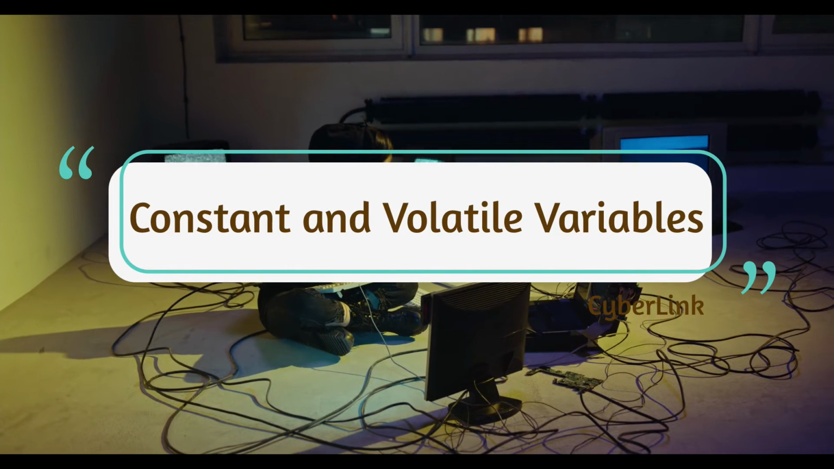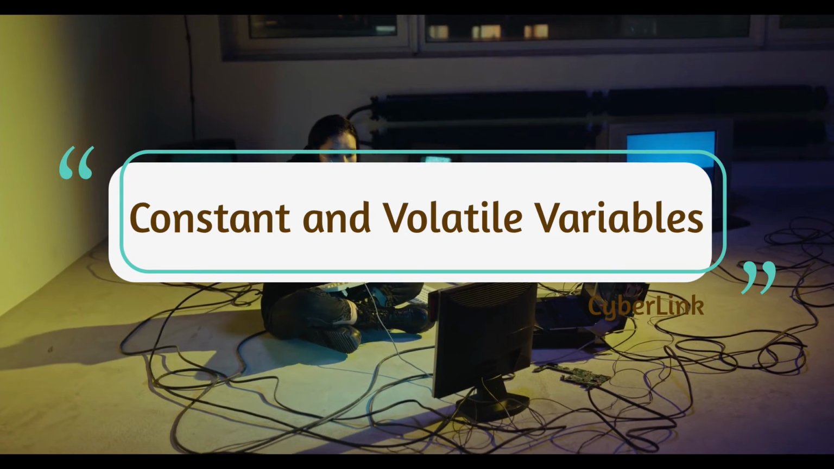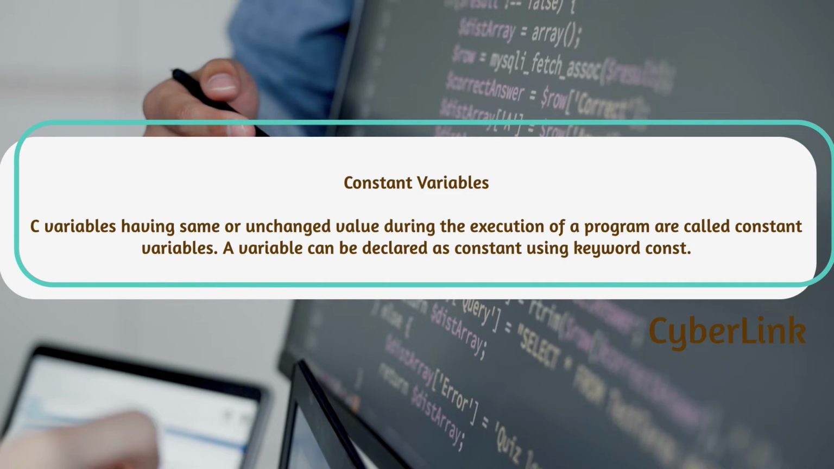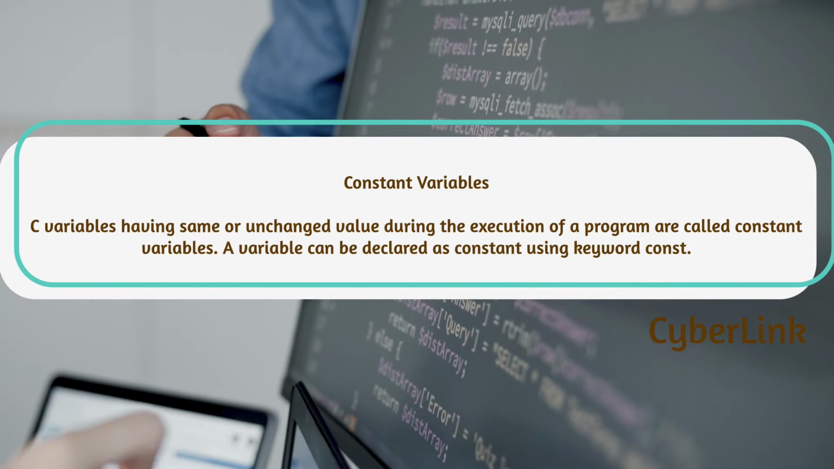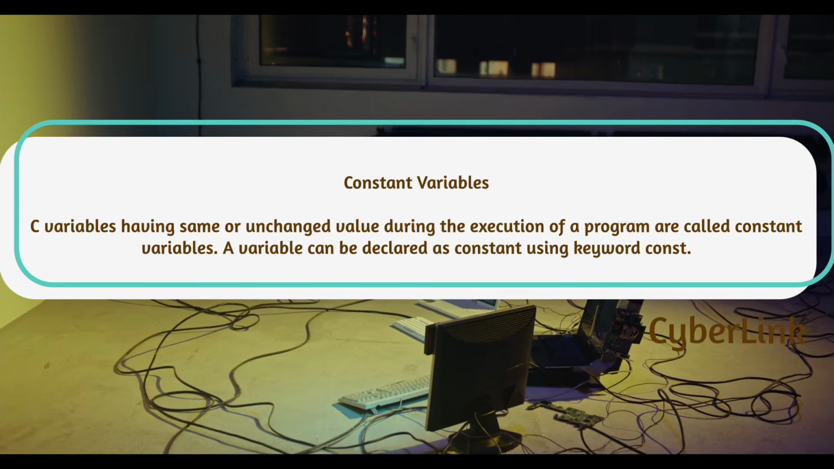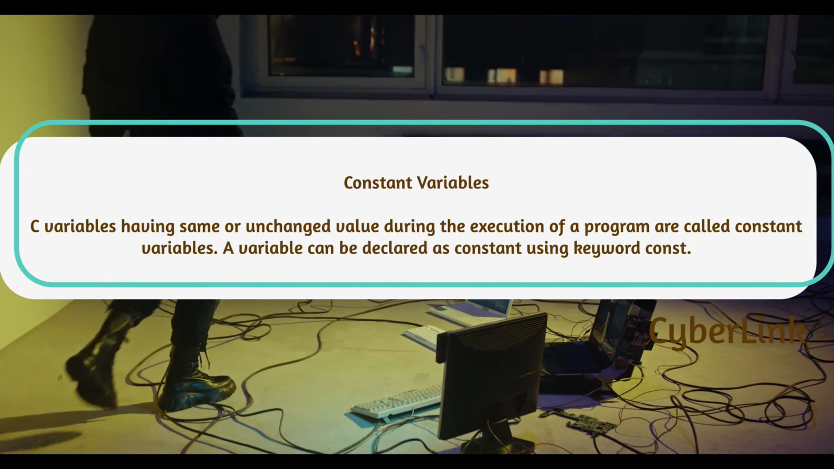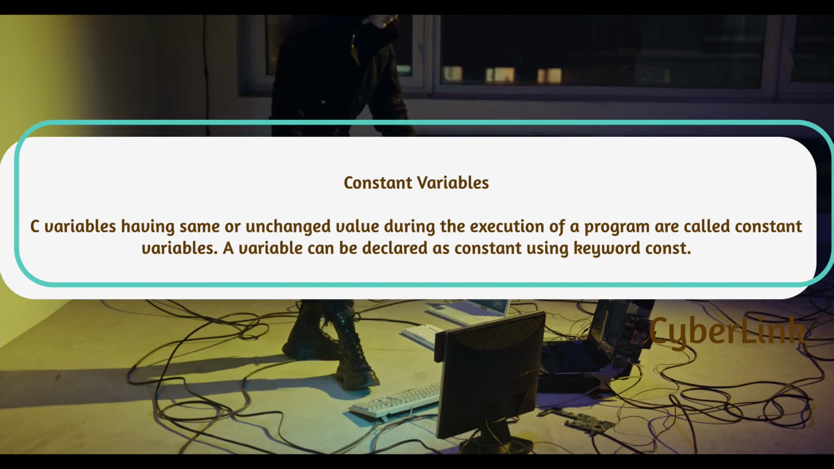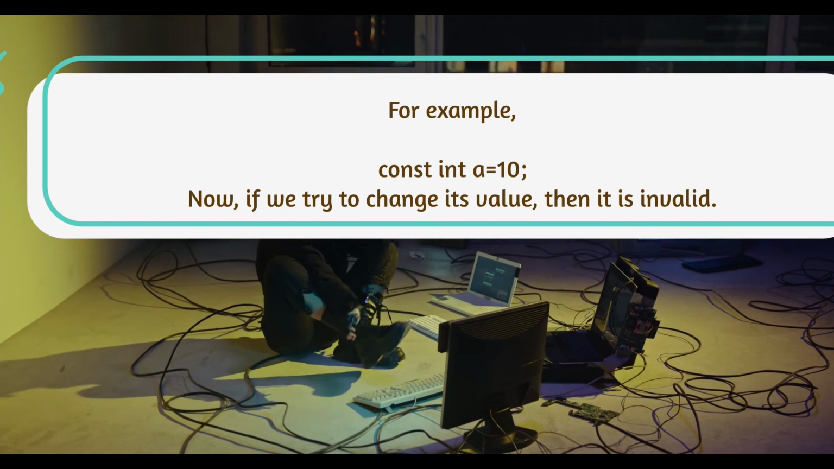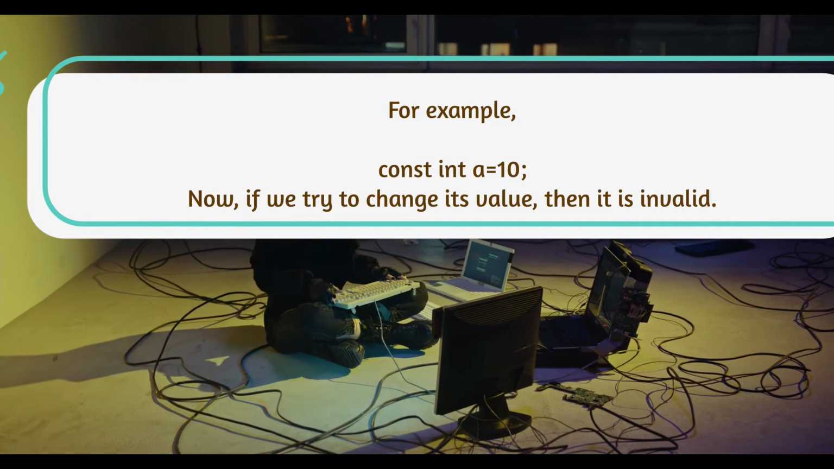Constant and volatile variables. Constant variables. C variables having the same or unchanged value during the execution of a program are called constant variables. A variable can be declared as constant using the keyword const. For example, const a = 10. Now, if we try to change its value, then it is invalid.